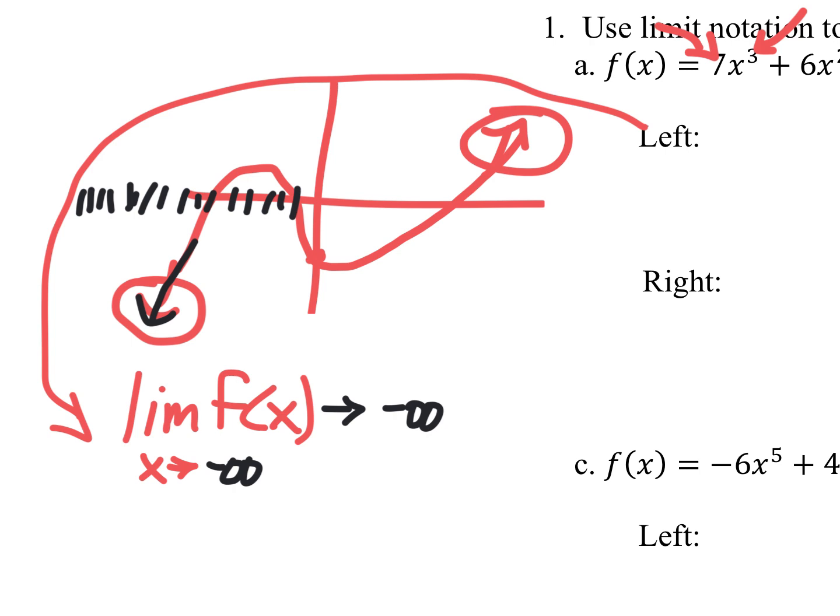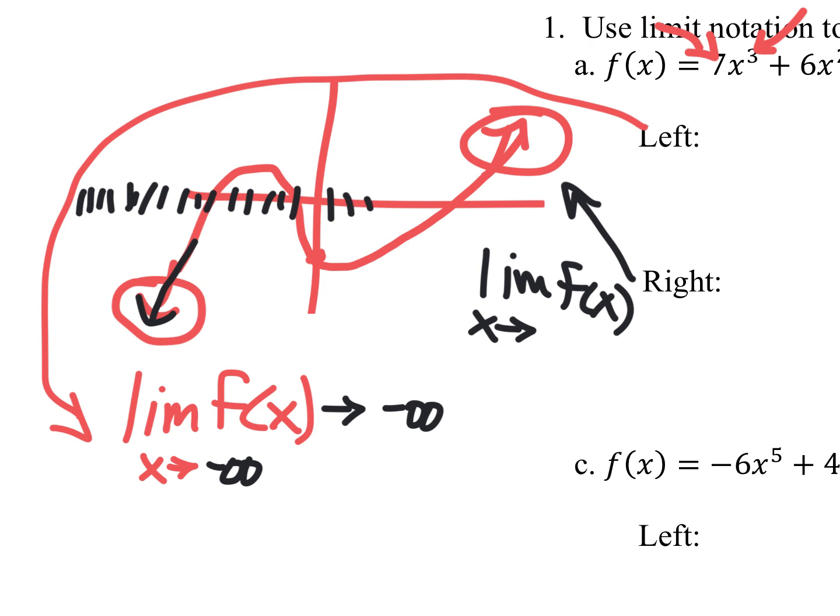The right-hand limit, which is this one, would be the lim of the function as x approaches, well, x is going this way, so x is going towards positive infinity. The y value is going up like this, so then it's positive infinity.